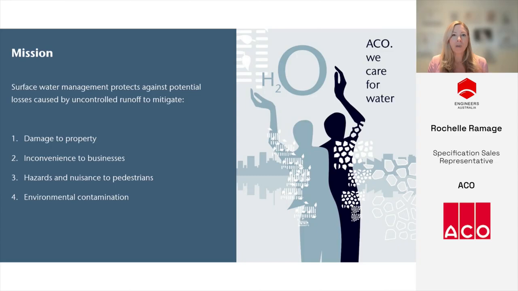Surface water management is ultimately about protecting people, property, and the public realm. When runoff isn't controlled properly, it leads to damage, disruption, safety hazards, and environmental impacts. Good drainage prevents all of that, and it starts at the surface.